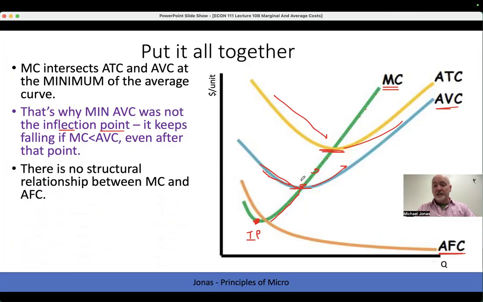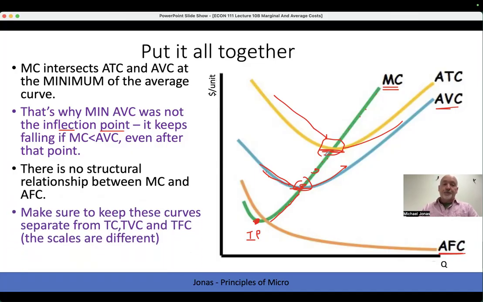So this doesn't mean anything. But these intersections are going to be important. We have to draw them correctly, right through that minimum point, both of the U-shaped ATC and the U-shaped AVC. And then last thing, make sure that we have all of our cost curves kind of segregated appropriately by units of measurement, right? So these four can be shown all on the same diagram because they're dollars per unit. Total variable, total fixed, total cost have to have their own set of axes because the units of measurement are totally different.